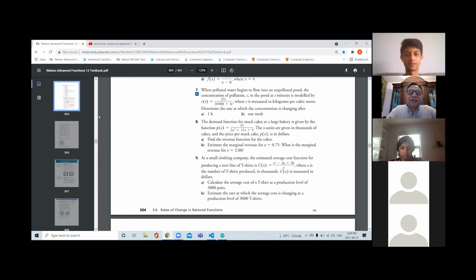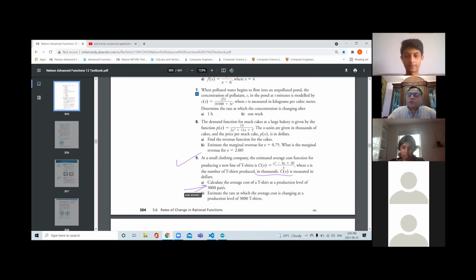Okay. So now can you read question number 9, please? At a small clothing company, the estimated average cost function for producing a new line of t-shirts is C of X equals X squared minus 4X plus 20 over X, where X is the number of t-shirts produced in thousands. C of X is measured in dollars. Calculate the average cost of a t-shirt at a production level of 3,000 pairs.